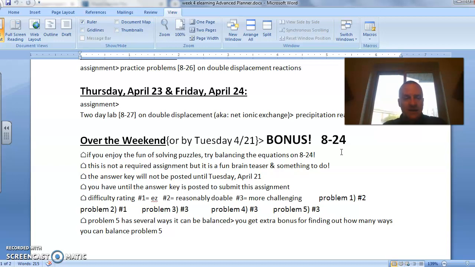Have a fantastic day. Let's enjoy double displacement net ion exchange week. Doesn't get any better than this. Our last reaction type for Unit 8.